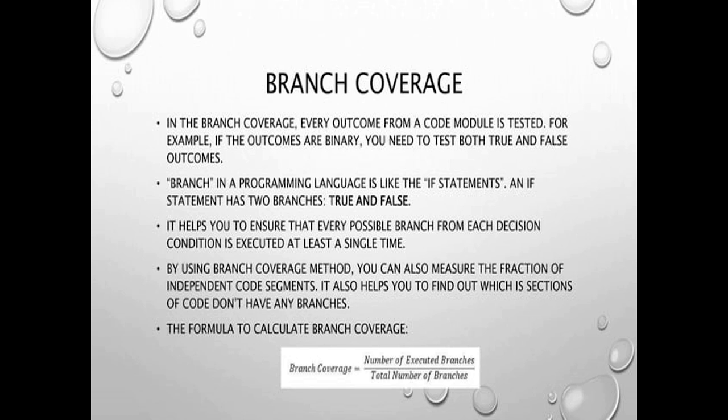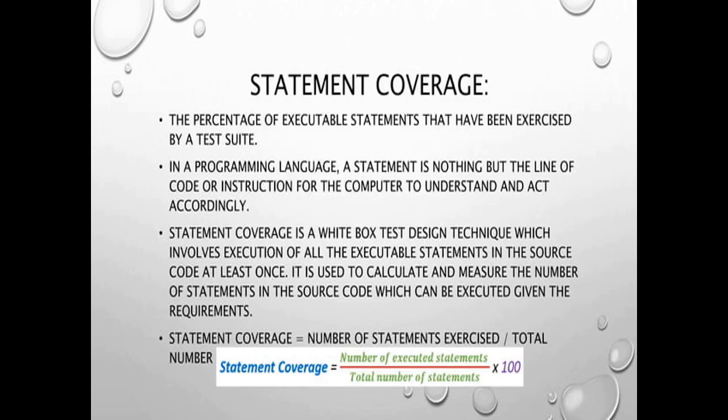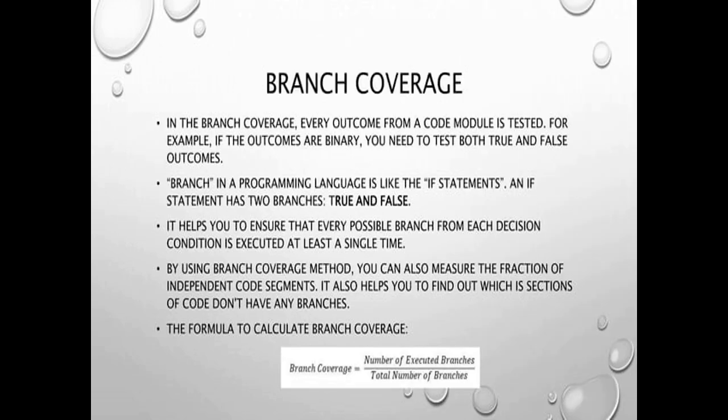Branch coverage is nothing but the number of executed branches. In programming languages like an if statement, an if statement has 2 branches, isn't it? One is true and another one is false. So it helps to ensure the possible branches from each decision condition are executed at least a single time, right? You can also measure the fraction of independent code segments. It also helps us find out which sections of code don't have any branches.